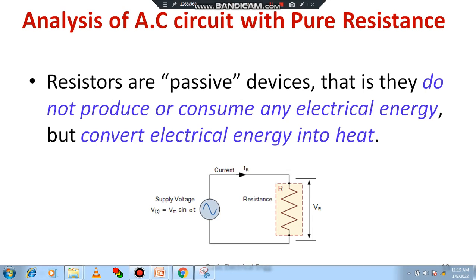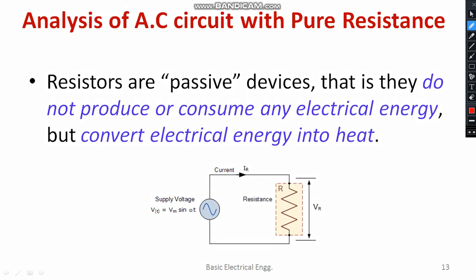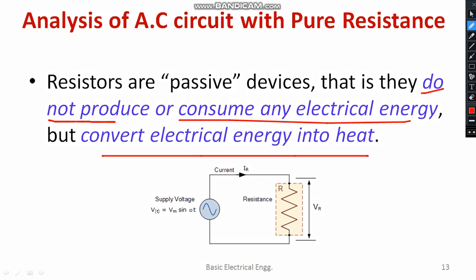You should know that resistance is a passive element. What is the meaning of passive element? Actually, it does not produce or consume any electrical energy, but it can convert electrical energy into heat. So resistors are categorized into the passive component. It is not an active component.